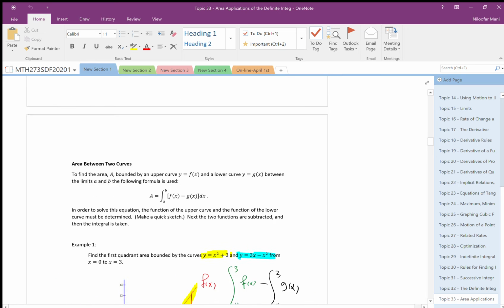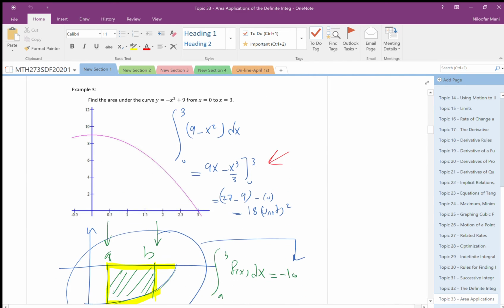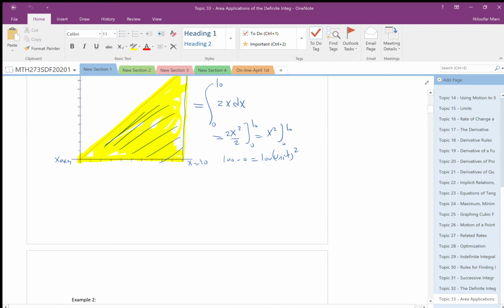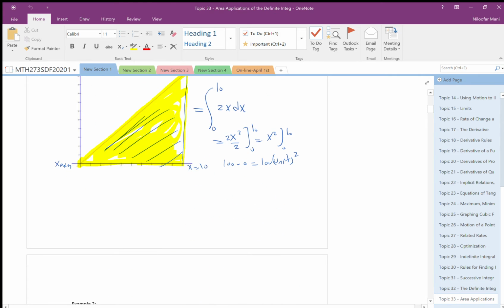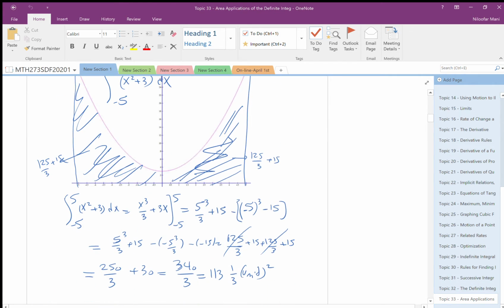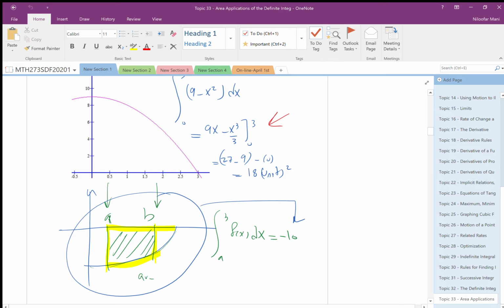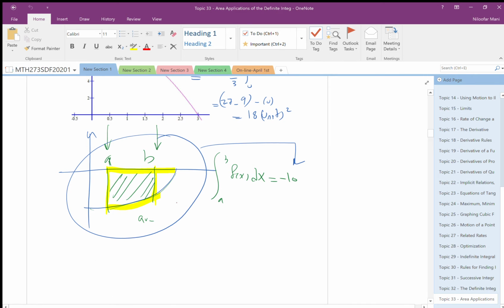Okay, so for example, if it's like this question, yes, function is positive. If function is positive here, function is positive here. But how about this? Here function is negative, so the answer is negative, but negative is the answer for integral. But when I talk about area, area is absolute value, just positive.